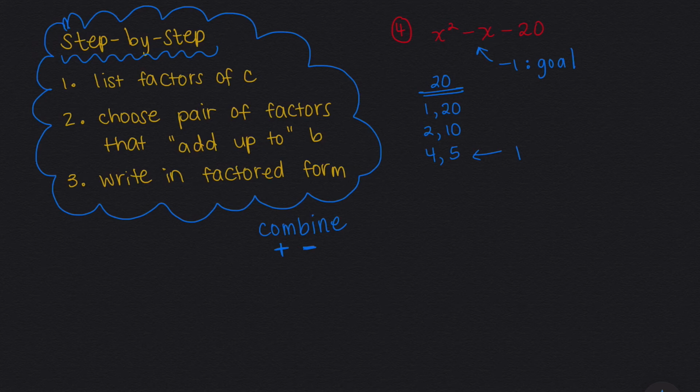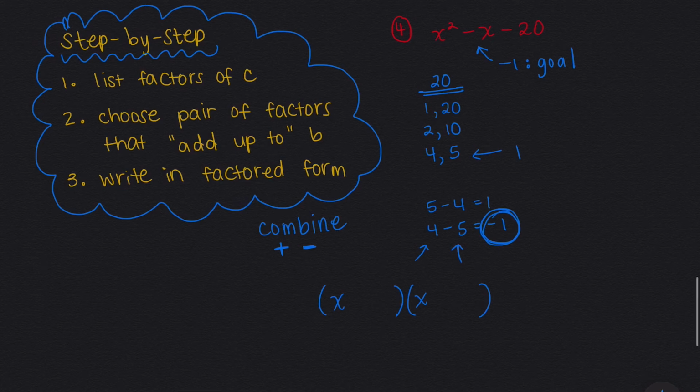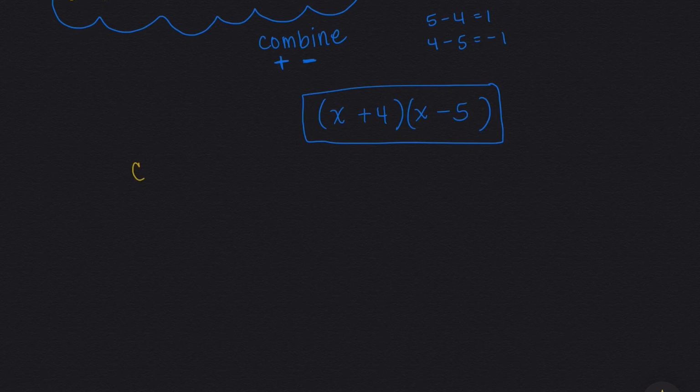Let's check the possible combinations. If we take 5 minus 4, we get 1, which is not what we want because we want a negative 1. However, if we subtract 4 minus 5, there's the negative 1 we're looking for. So we have a winner. Notice the signs here. Our 4 is positive and our 5 is negative. So let's be careful when we write our expression in factored form. We open up our parentheses. We can write our x in there, and the two numbers that go inside would be a positive 4 and a negative 5.